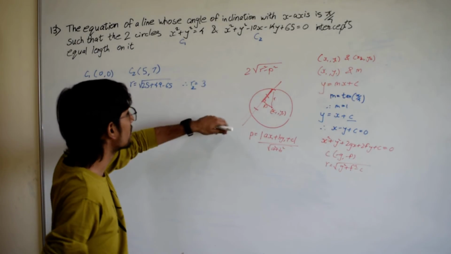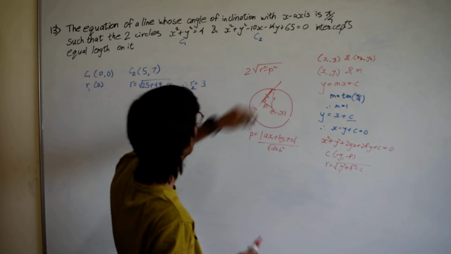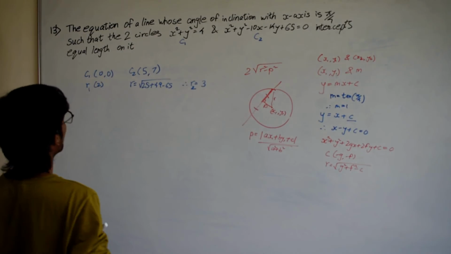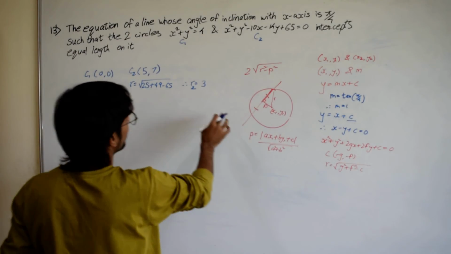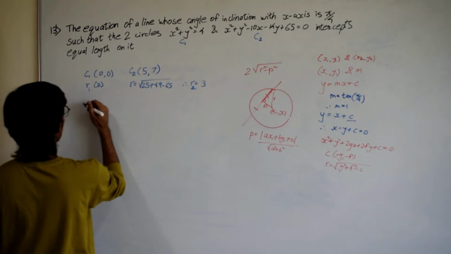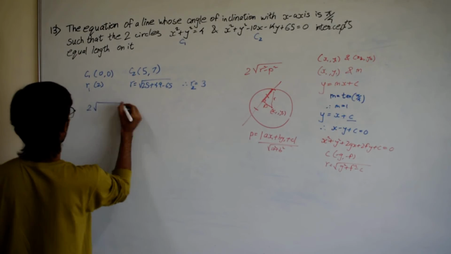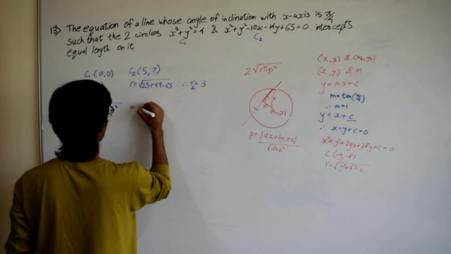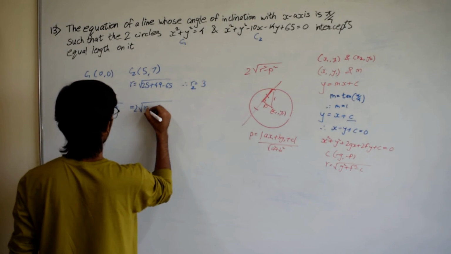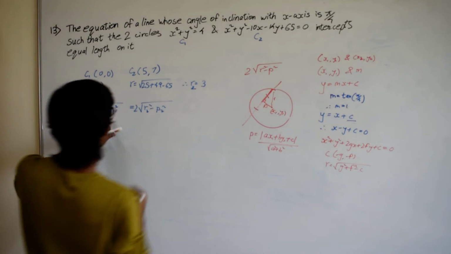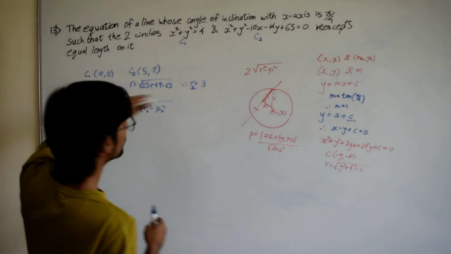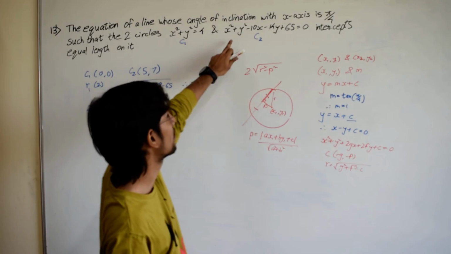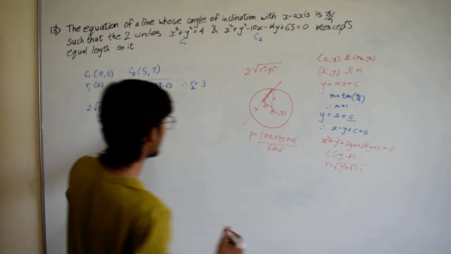So we know the length of the chord. The question says that the line intercepts equal length. Therefore the length of the chord must be equal for both circles. So the length of the chord for the first circle would be 2 root r1 square minus p1 square, and for the second circle C2 it would be 2 root r2 square minus p2 square, where p1 is the distance of the line from the center of C1 and p2 is the distance of the line from the center of C2. Let's find p1 and p2.